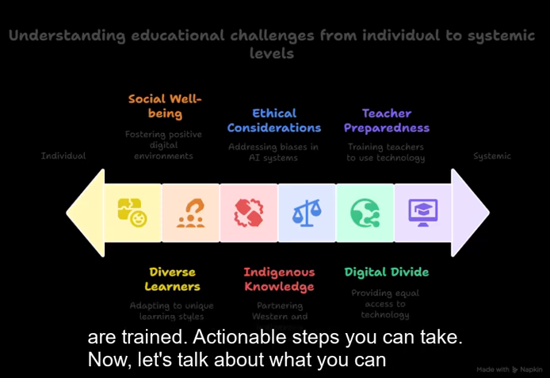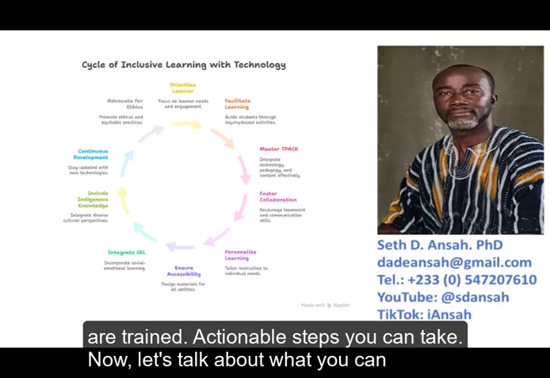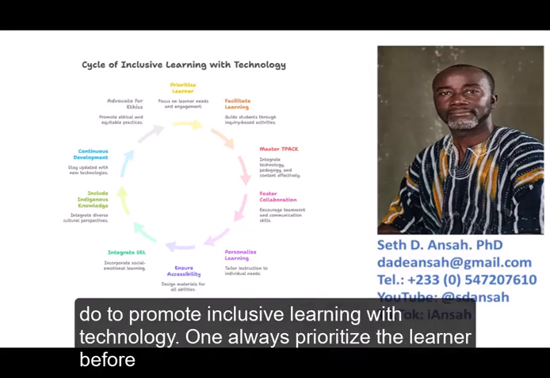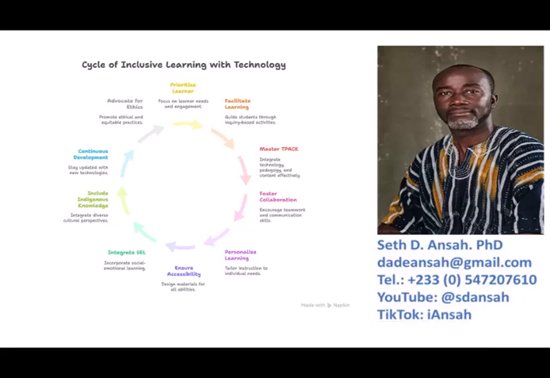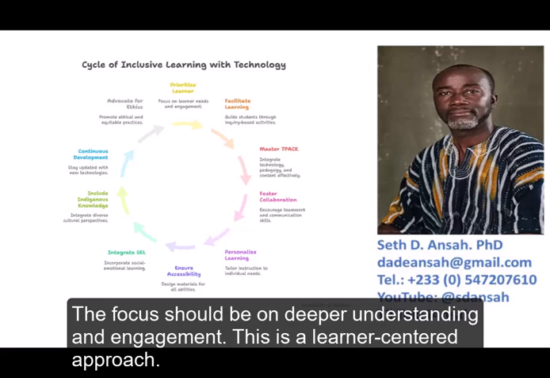Actionable steps you can take. Now, let's talk about what you can do to promote inclusive learning with technology. 1. Always prioritize the learner. Before using any technology, ask yourself, how does this benefit the teaching and learning process? The focus should be on deeper understanding and engagement. This is a learner-centered approach.